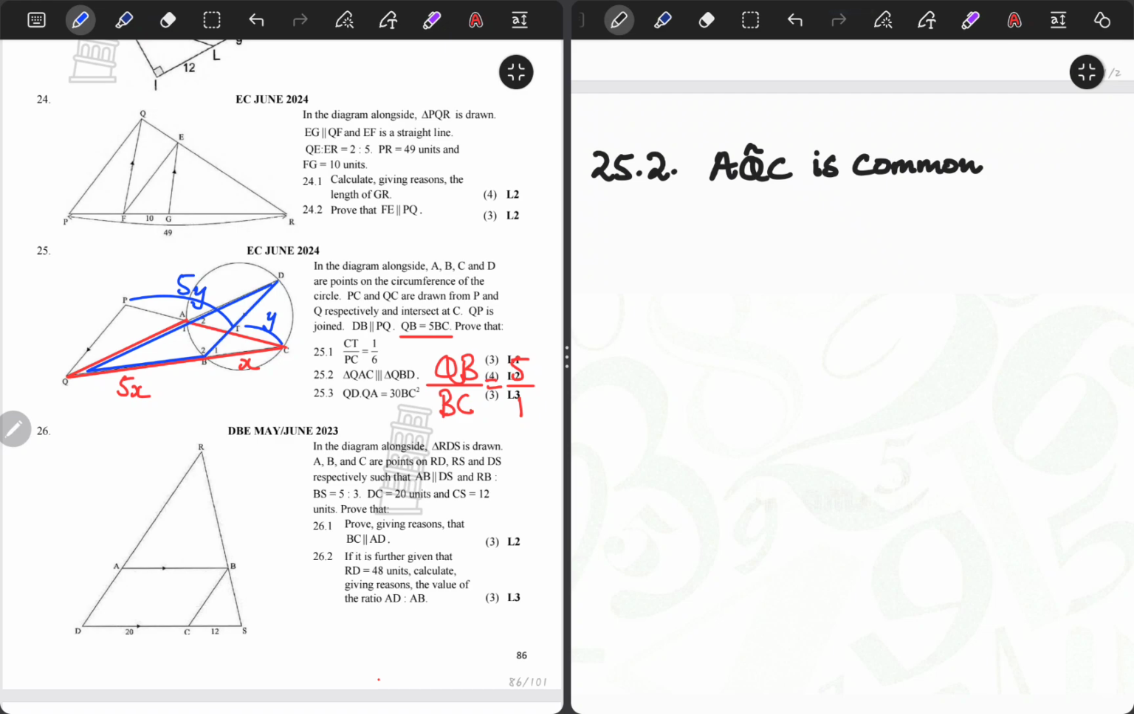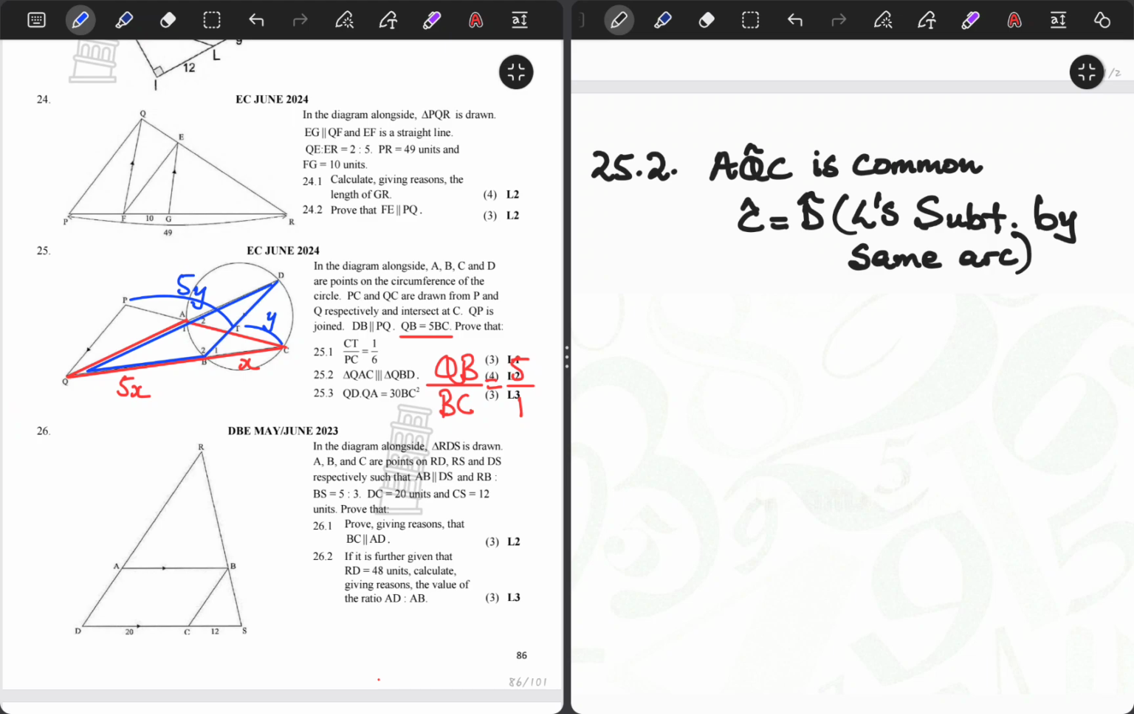But we have this one that angle C should be equal to angle D, because of angles subtended by the same arc.